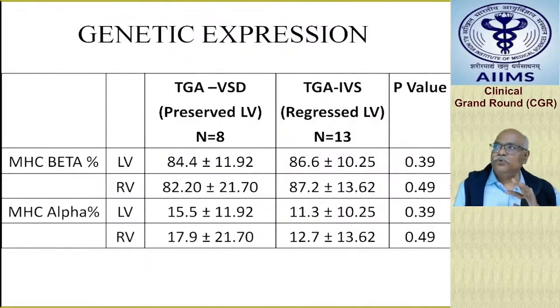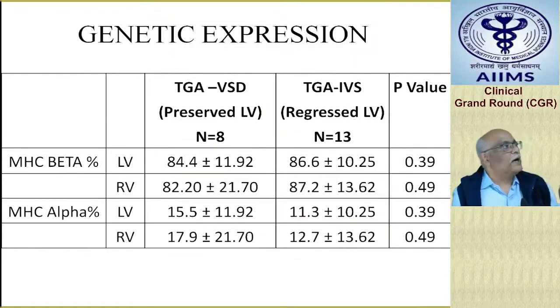And the babies, those who had... and you know that myosin has got two isoforms, alpha and beta, and they are equipoised, equally distributed. That also we demonstrated from genetic expression, that both in regressed ventricle and preserved ventricle, both the isoforms are equally poised and equally distributed. And myosin heavy chain determines the amount of force the myocardium can generate.